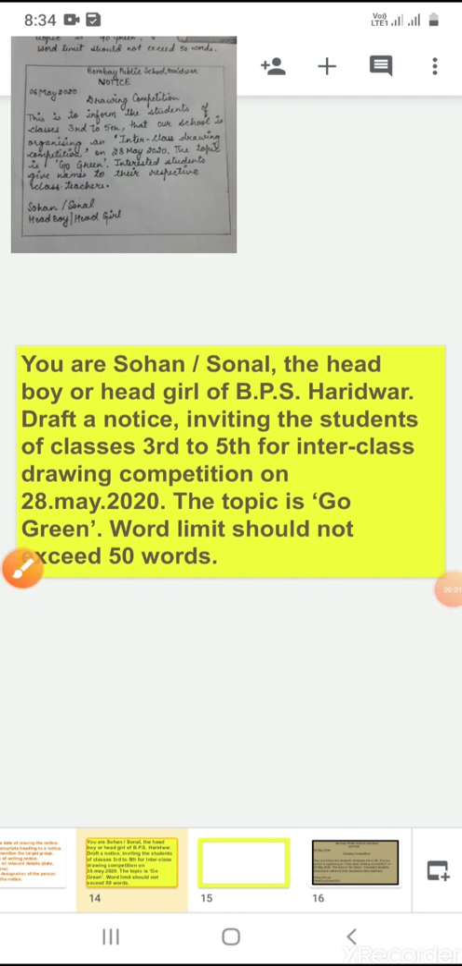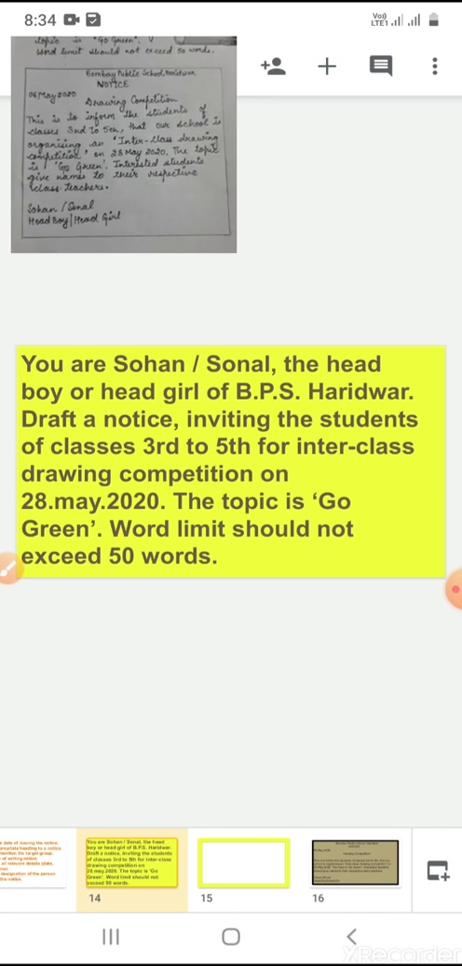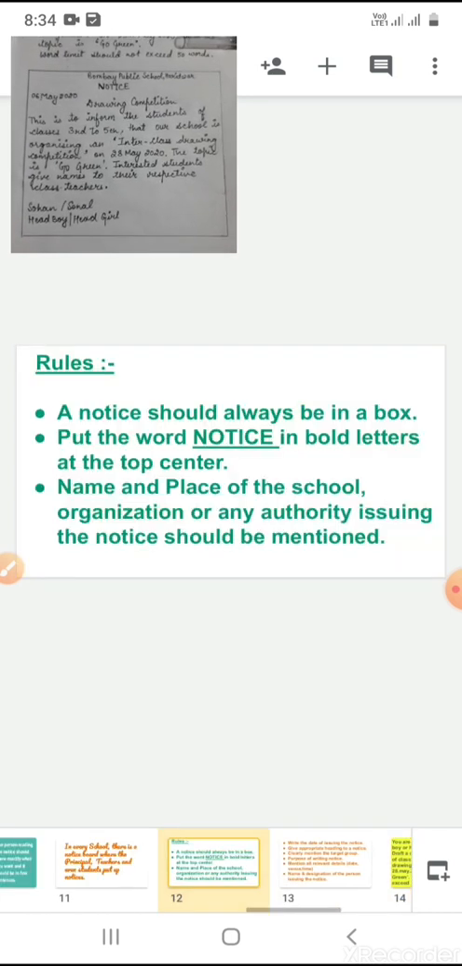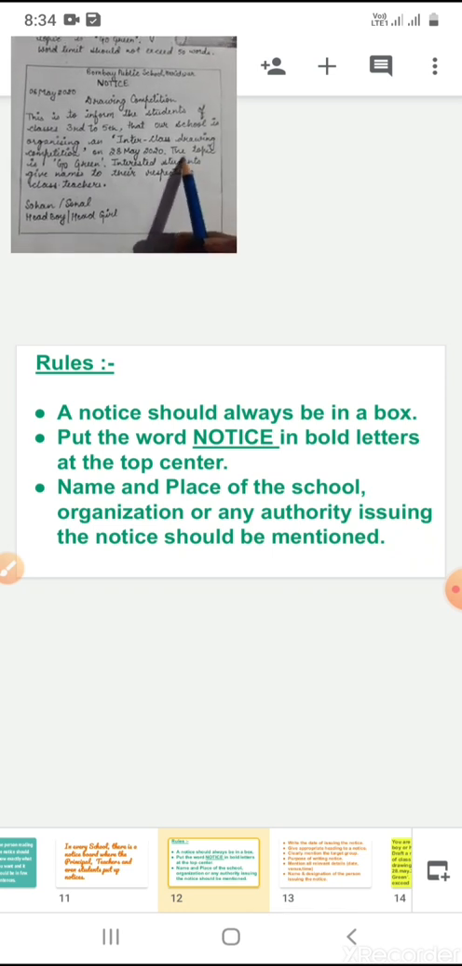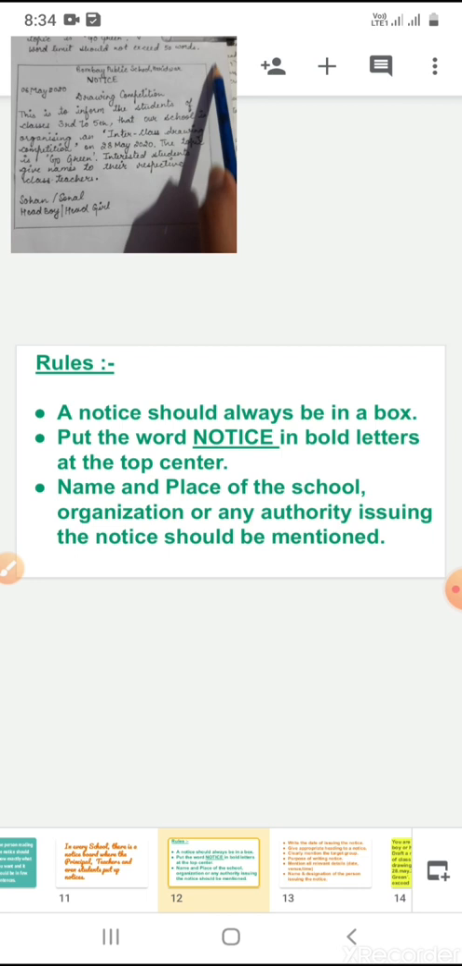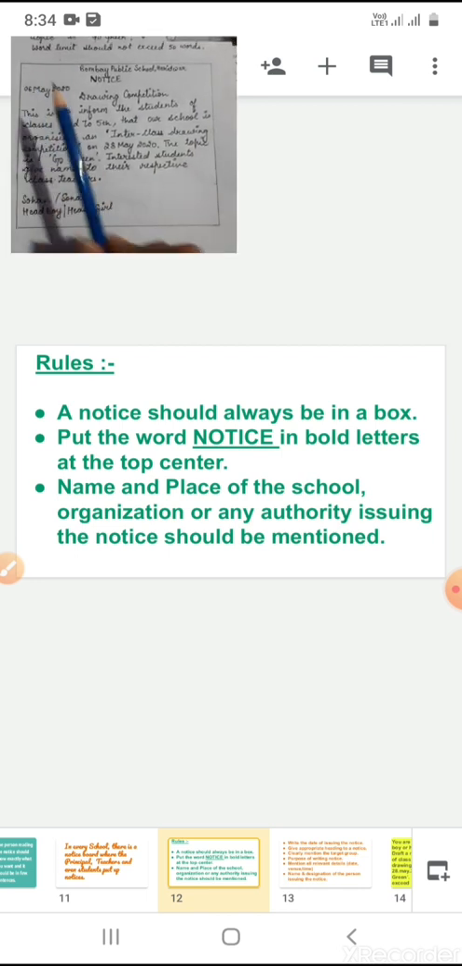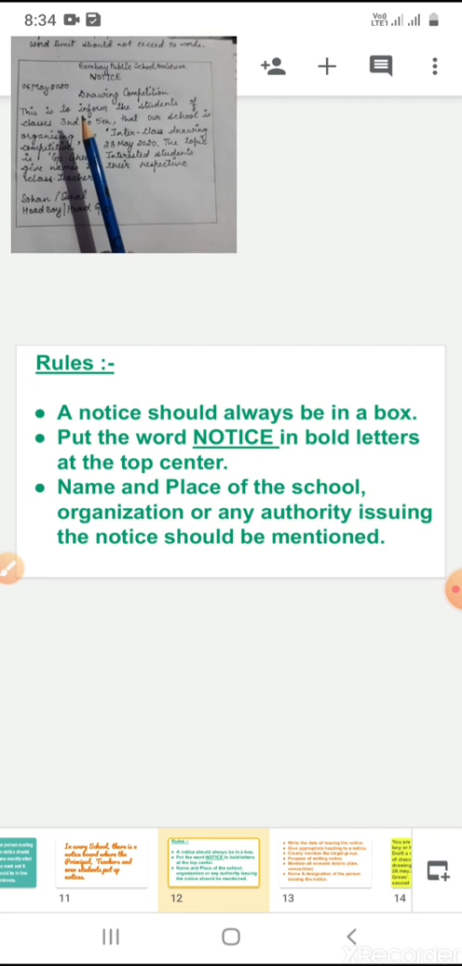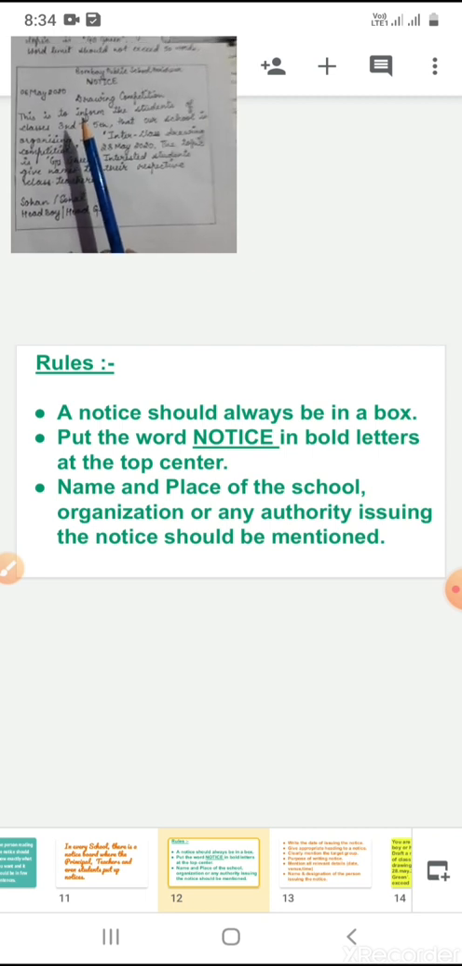Look at the question. You are Sohan or Sonal, the head boy or head girl of your school. Draft a notice inviting the students of classes 3rd to 5th for inter-class drawing competition on 28th May 2020. The topic is Go Green. Alright, this is the question. Now let's see the rules. See, first rule is the notice should be in a box. Yes, we have drawn the box. Second, the word notice should be written in bold letter.